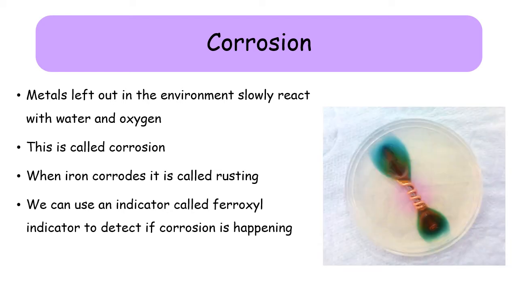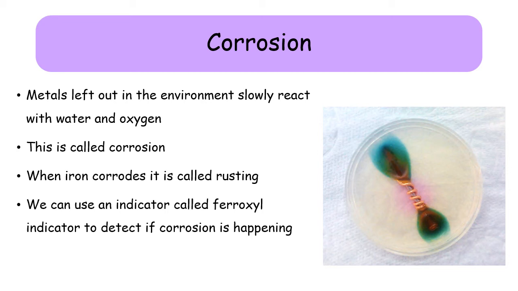This diagram shows a nail that's been wrapped with another metal in the middle. The ferroxyl indicator is everything else in that circle. The nail, the bit in the middle, has turned pink, which means that no rusting is happening in the middle of that nail. But at the two ends, we see that blue-green colour forming. That's showing that rusting or corrosion is happening.